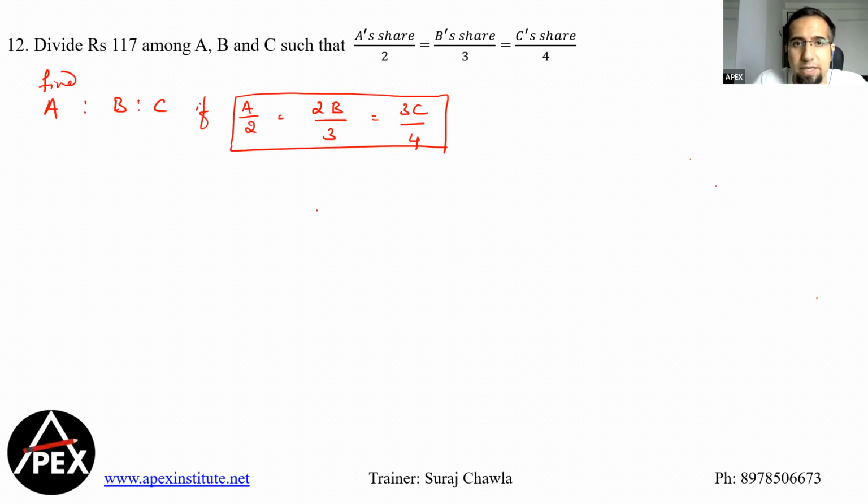Let's see this, guys. I told you the shortcut of the ratio: this is 2 is to 1, this is 3 is to 2, and this is 4 is to 3. Now our job is we have a ratio of fractions. If you remember the shortcuts of ratio of fractions.